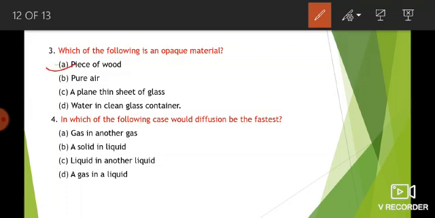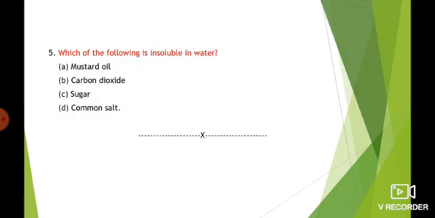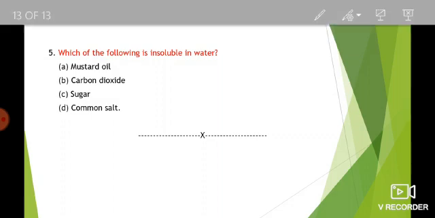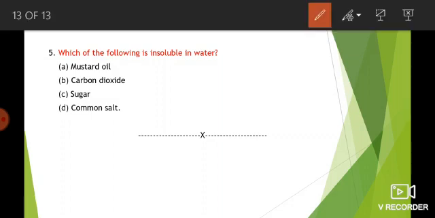Next, in which of the following cases would diffusion be the fastest? Gas in gas, solid in liquid, liquid in liquid, gas in liquid. Of course, gas in gas. Number 5. Which of the following is insoluble in water? Mustard oil, carbon dioxide, sugar and common salt. It is our today's topic. So the answer is insoluble. So answer is mustard oil.